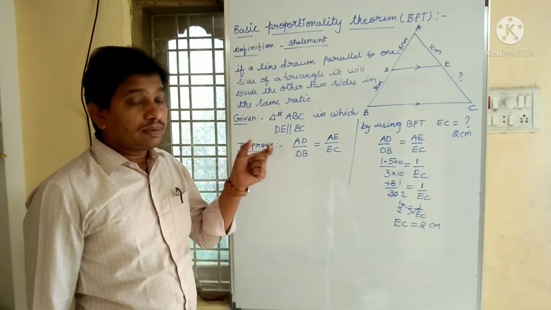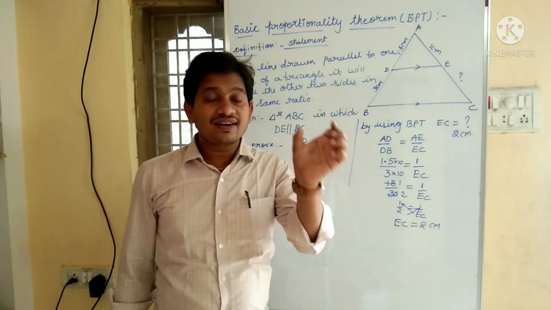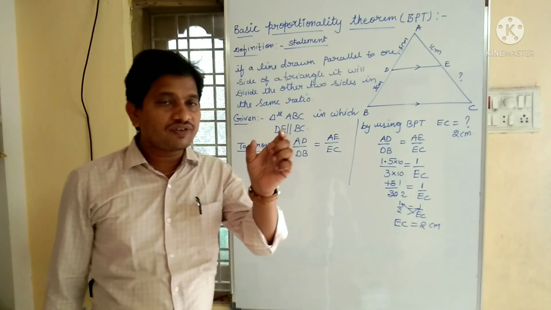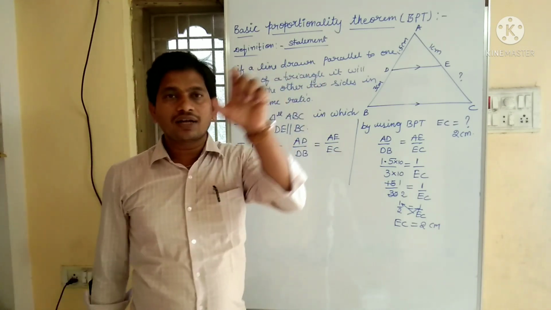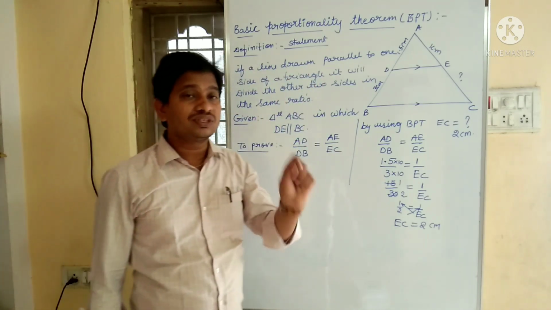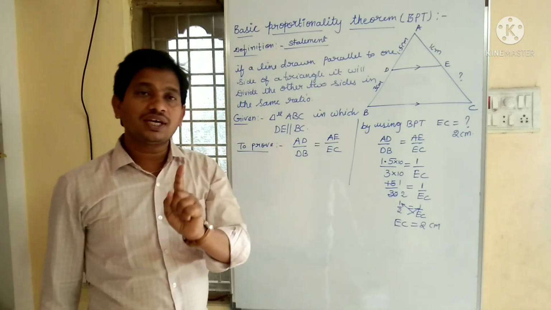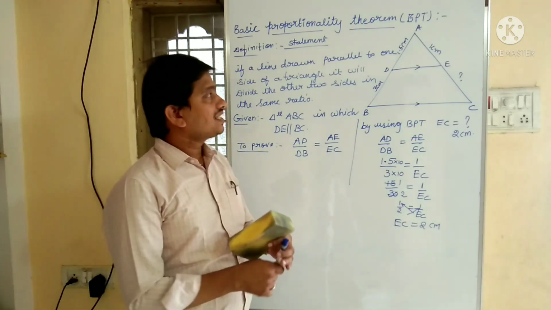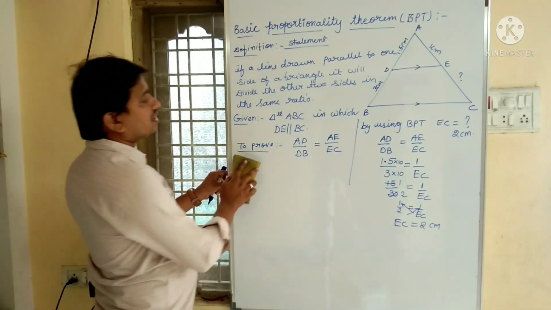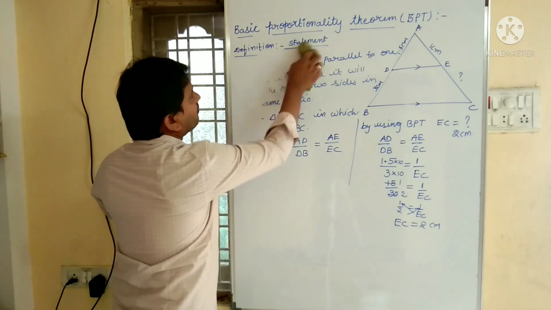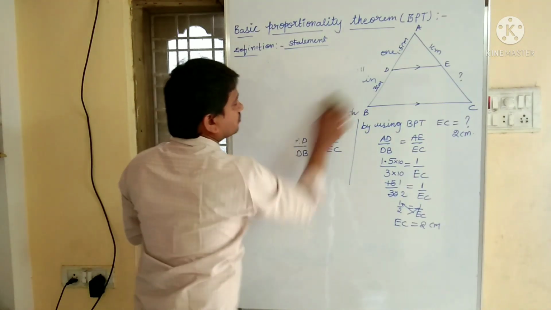Remember children, if a line is drawn parallel to one side of a triangle, it will divide the other two sides in the same ratio. That is the basic proportionality theorem. Now let us discuss what is the C.B.P.T., the converse of the basic proportionality theorem.